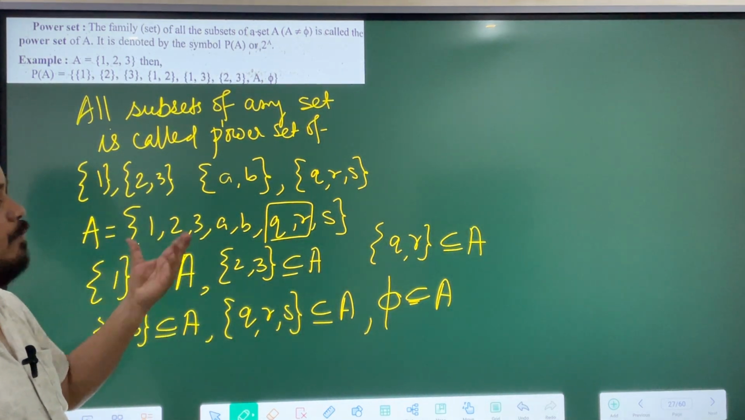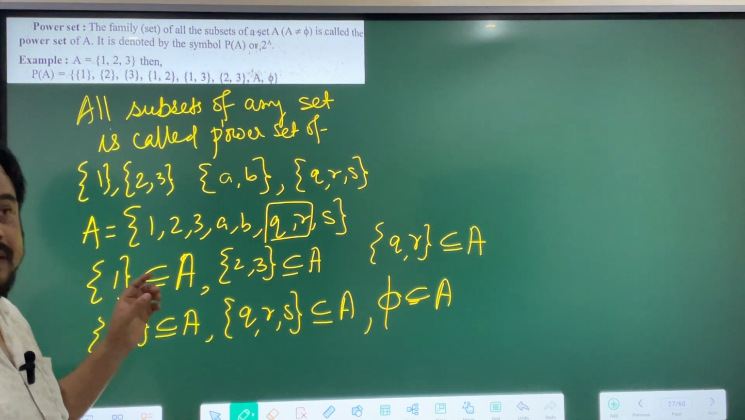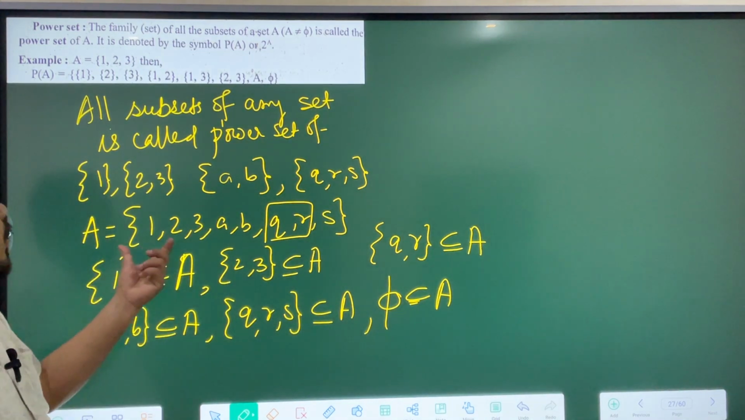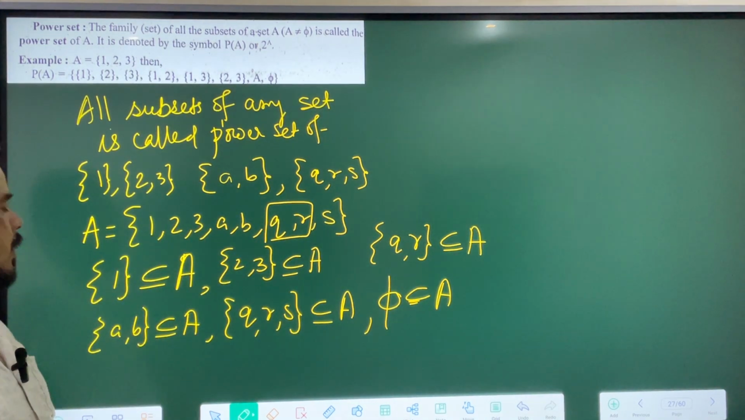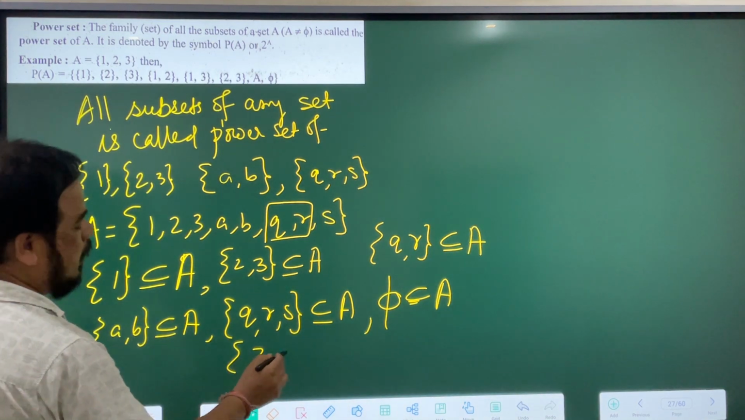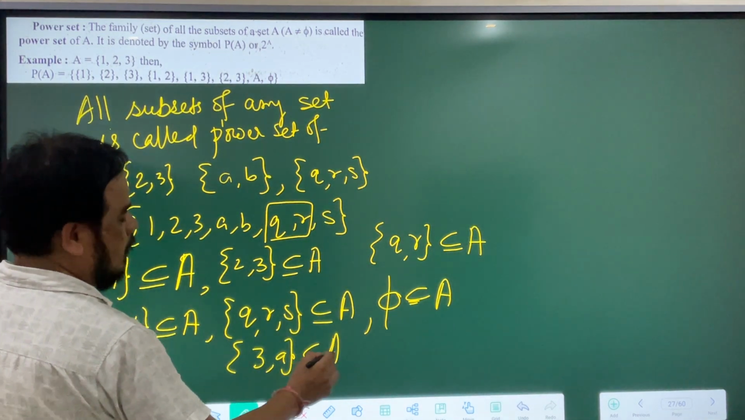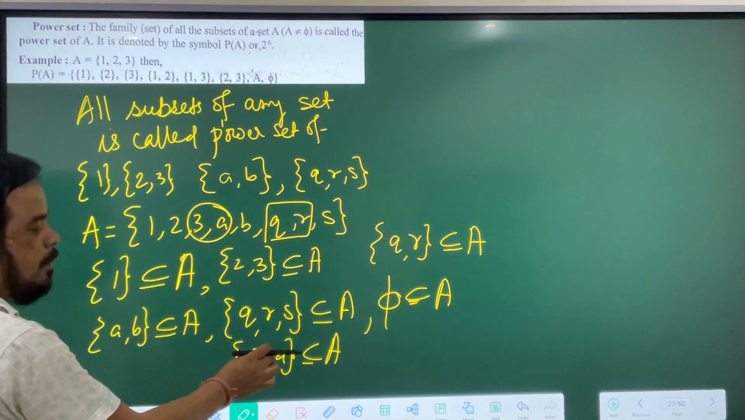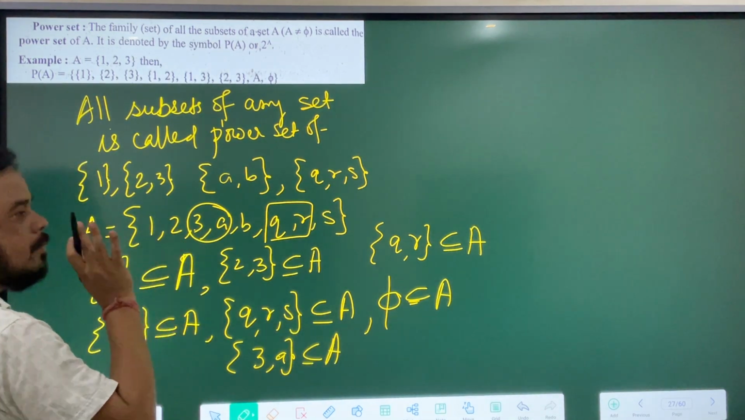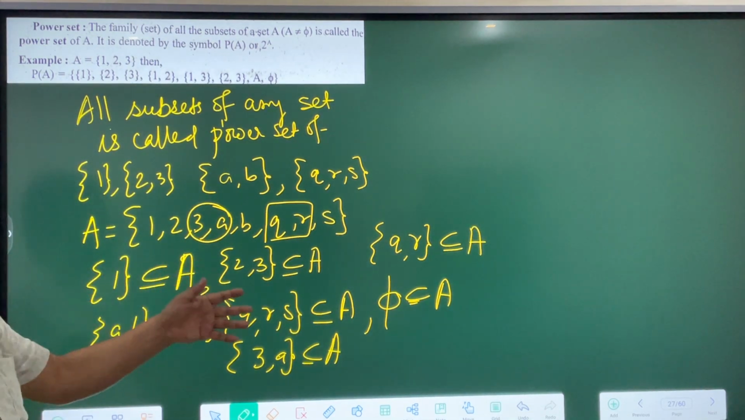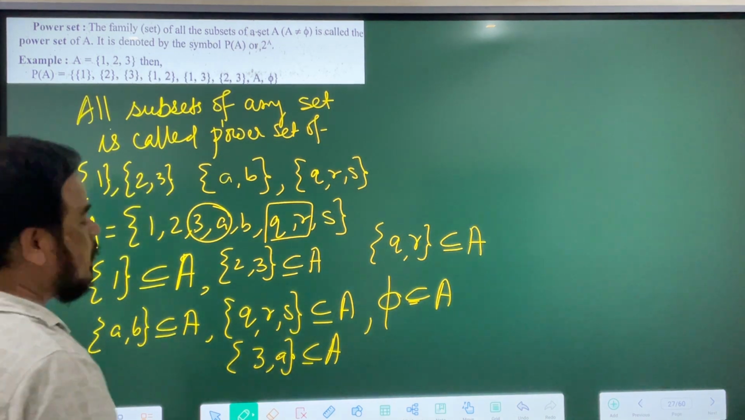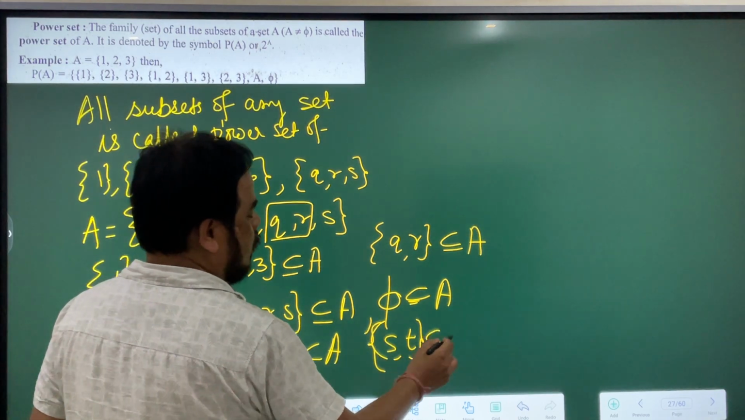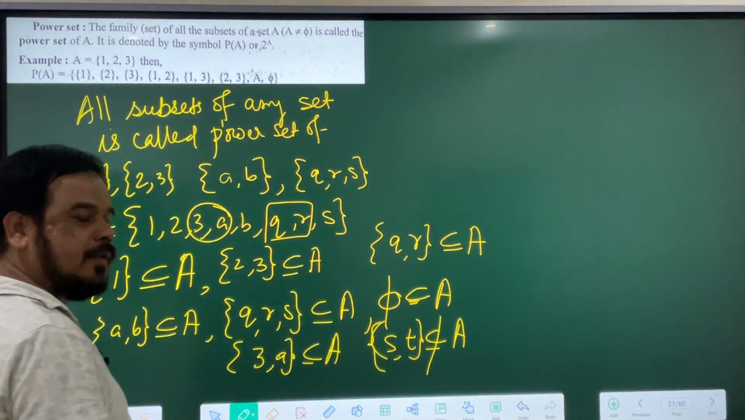So like this, how many subsets will we get? That is a question now. How many times will we write the subsets? For this set, how many subsets will we get? Let me write one more. 3A. This is also a subset of A, because these elements are present in set A. They are present means subset. But S, T is not a subset of A, because T is not present.